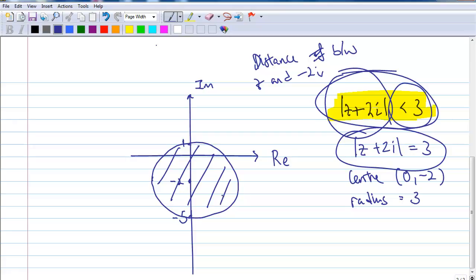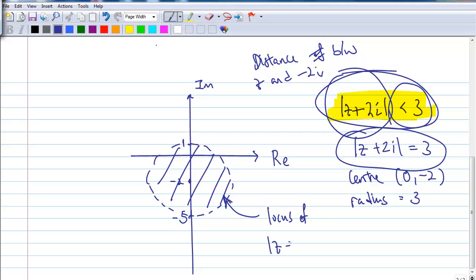So that means I will have to draw broken lines instead of a full circle. Okay, let me do that now. Okay, remember, I only want points inside the circle. So this is the locus of mod z plus 2i less than 3.